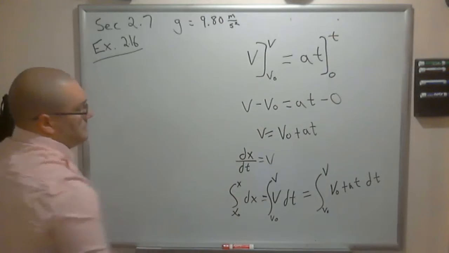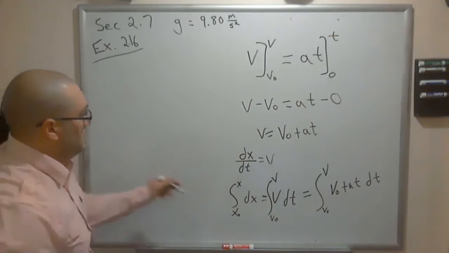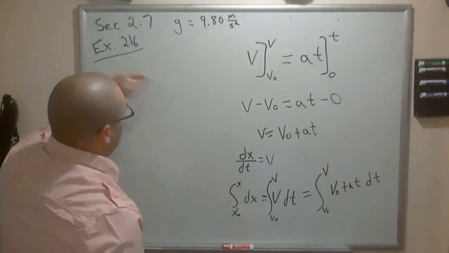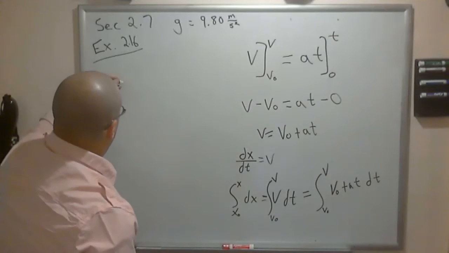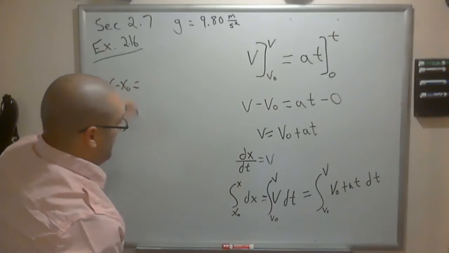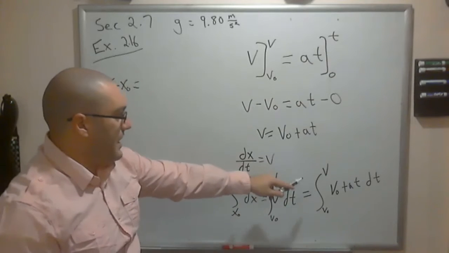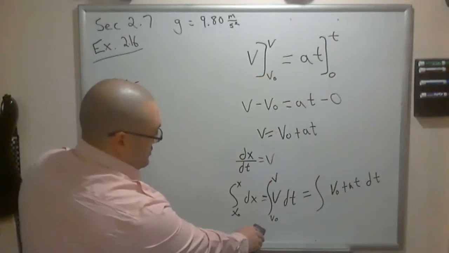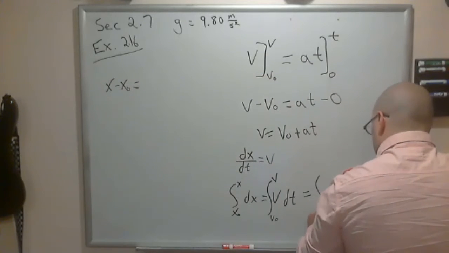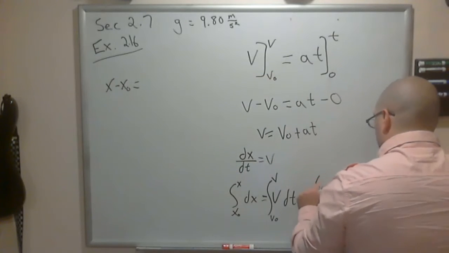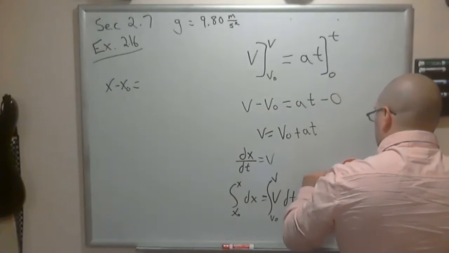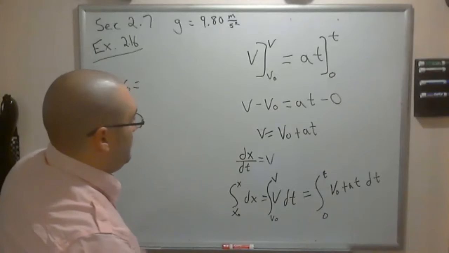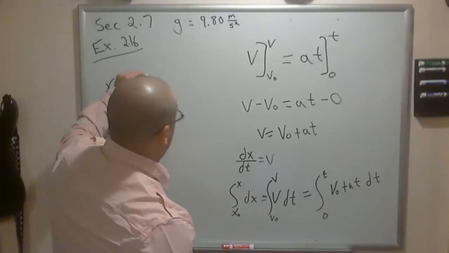And now we can solve. So this is the integral of dx, x minus x naught, as we did up here. I'm skipping that step, and then now we have to change our variables. So from 0 to t, right? So on this side, let's write it out first.